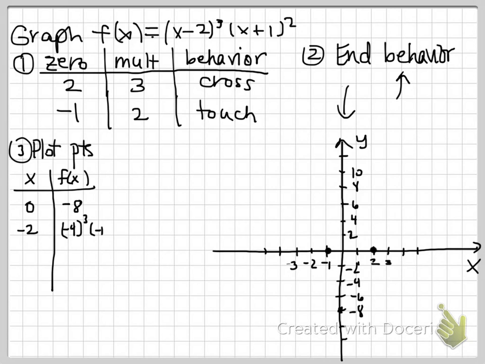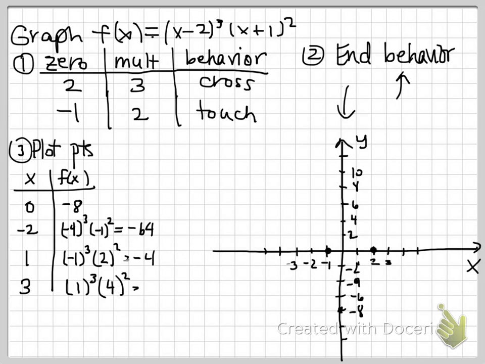If I plug in negative 2, I'm going to get negative 64. That's way down off my screen, so I can't plot that, but we know it's going way down at negative 2. If I plug in 1, I'm going to get negative 1 cubed times 2 squared, which is negative 4, so let's plot that. And if I plug in 3, I'm going to get 1 cubed times 4 squared, which is 16. Again, that's off my grid. All right, so the next thing you want to do is just connect these points.